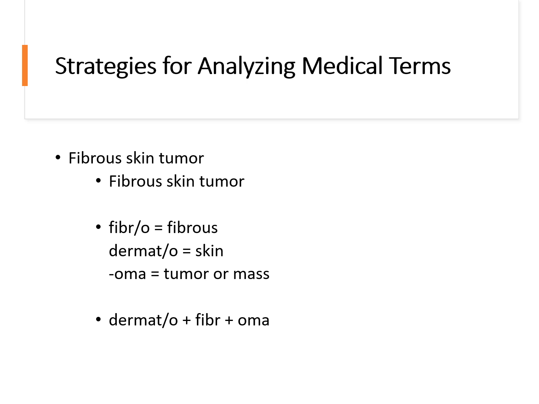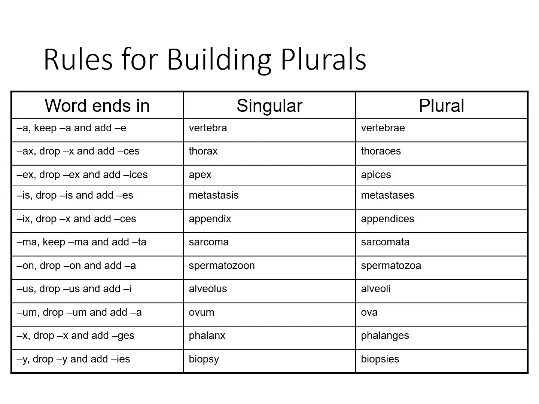Not all possible combinations of word parts build actual medical terms used by medical professionals. For example, fibrodermatoma describes the parts correctly, but it's not actually a term. This is frustrating at first, but will get easier with time and practice.